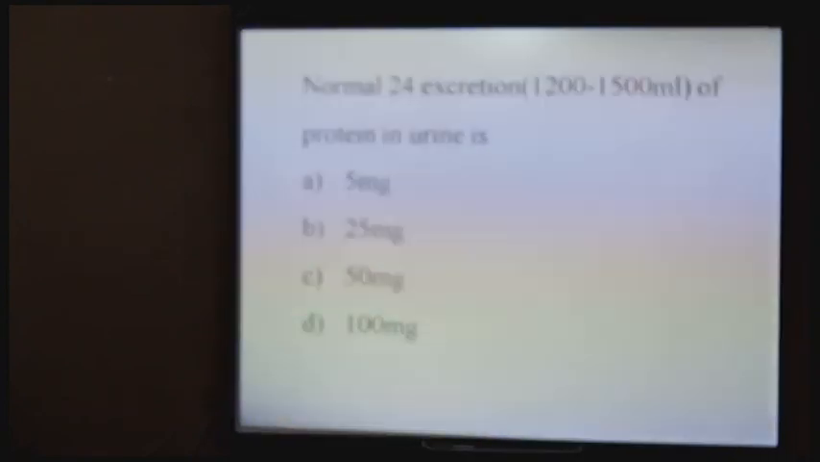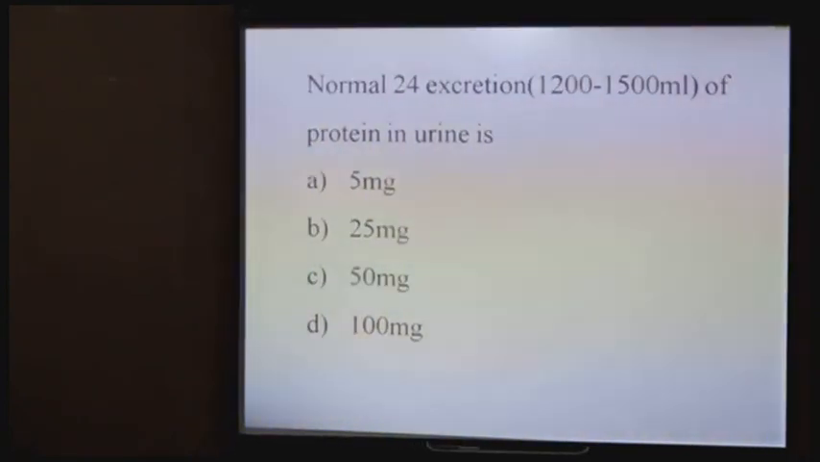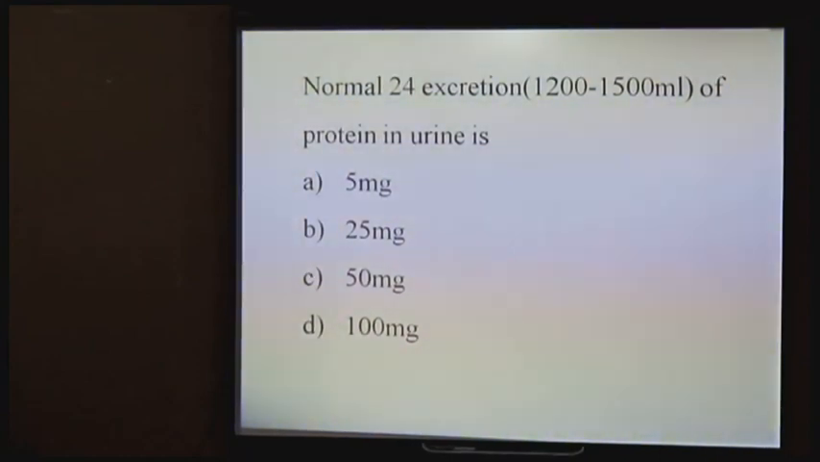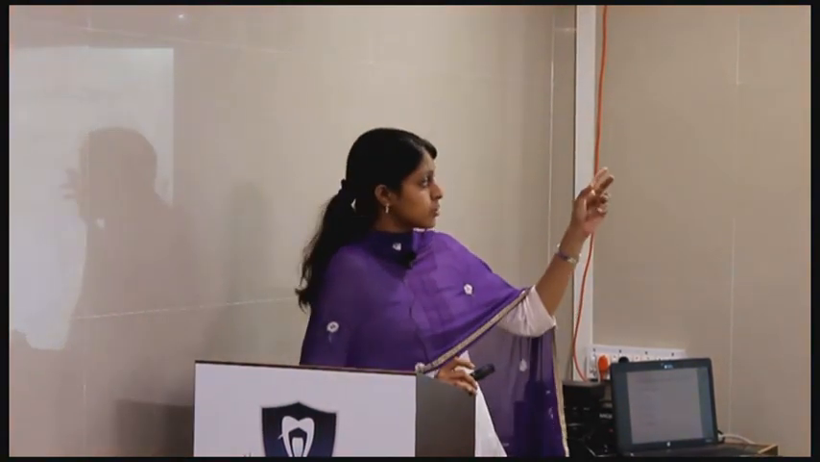Normal 24-hour excretion of protein in urine. A 24-hour urine sample should be up to 1200 to 1500 ml of urine. That is a normal urine excretion volume. So how much protein should be present?